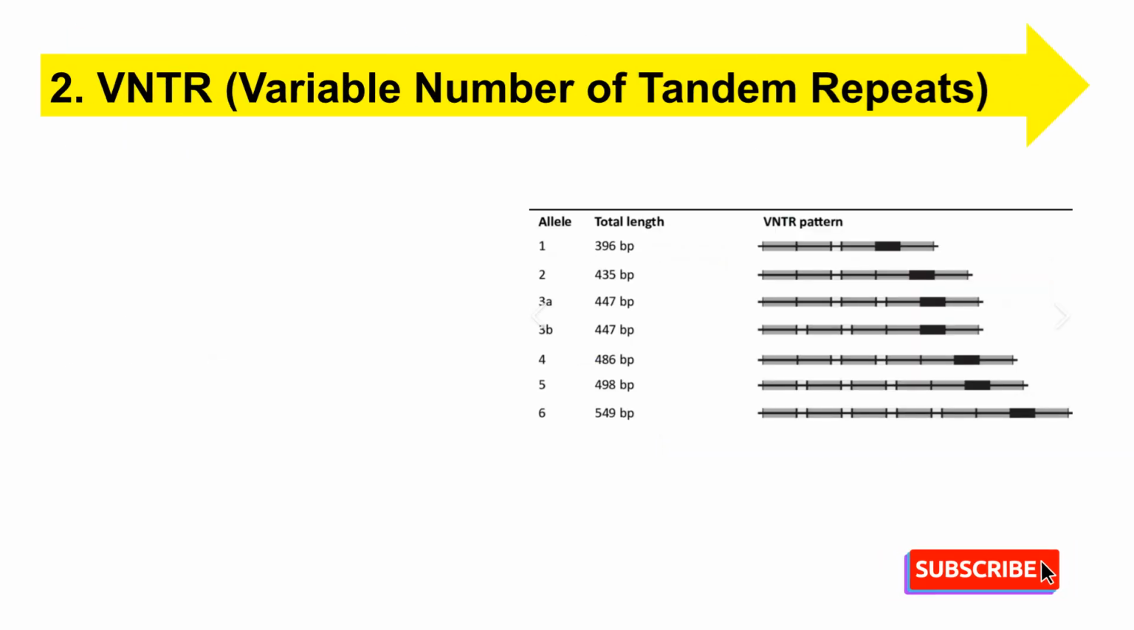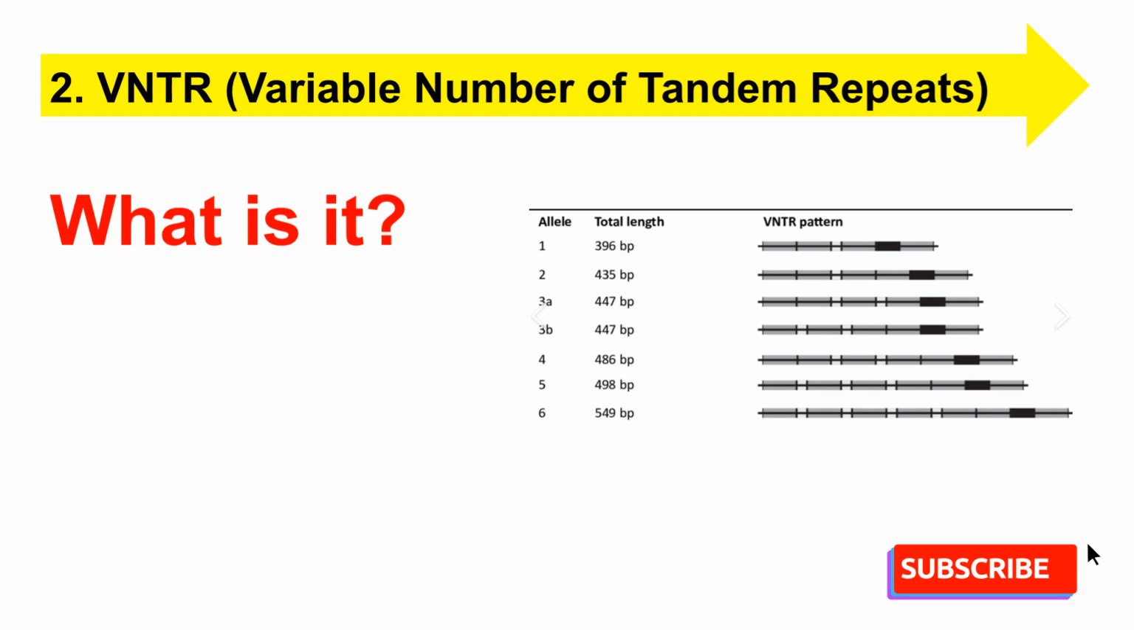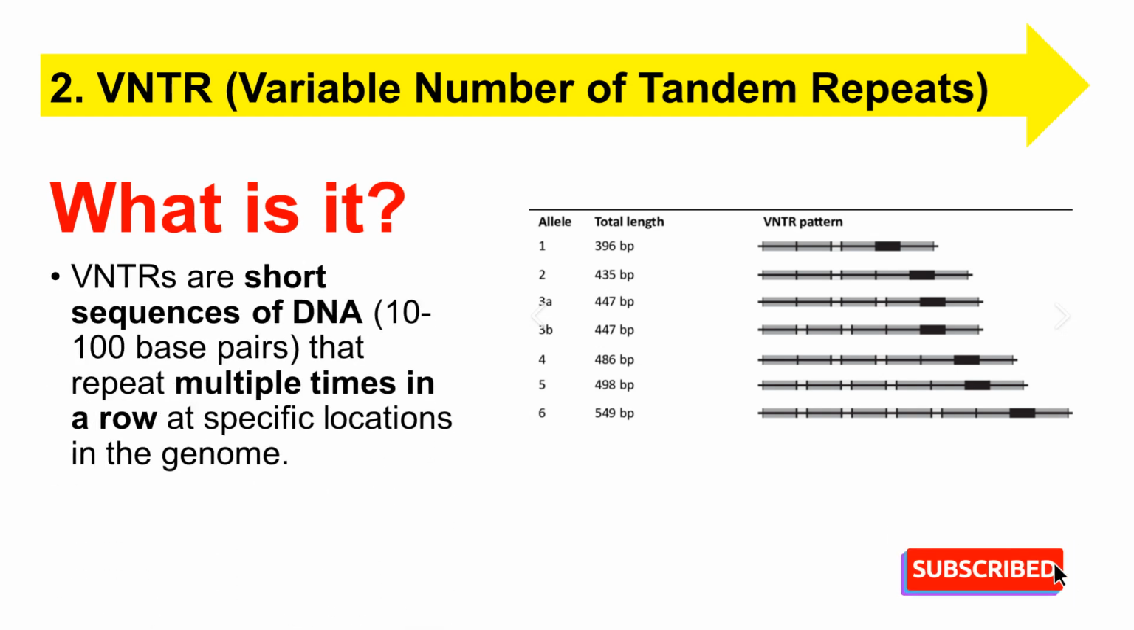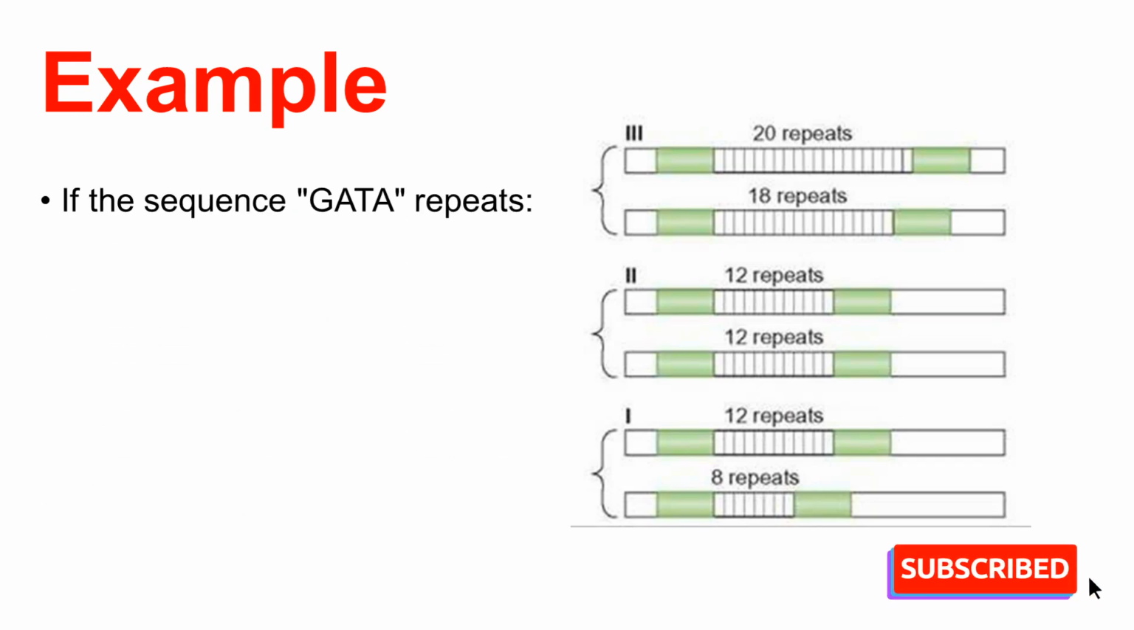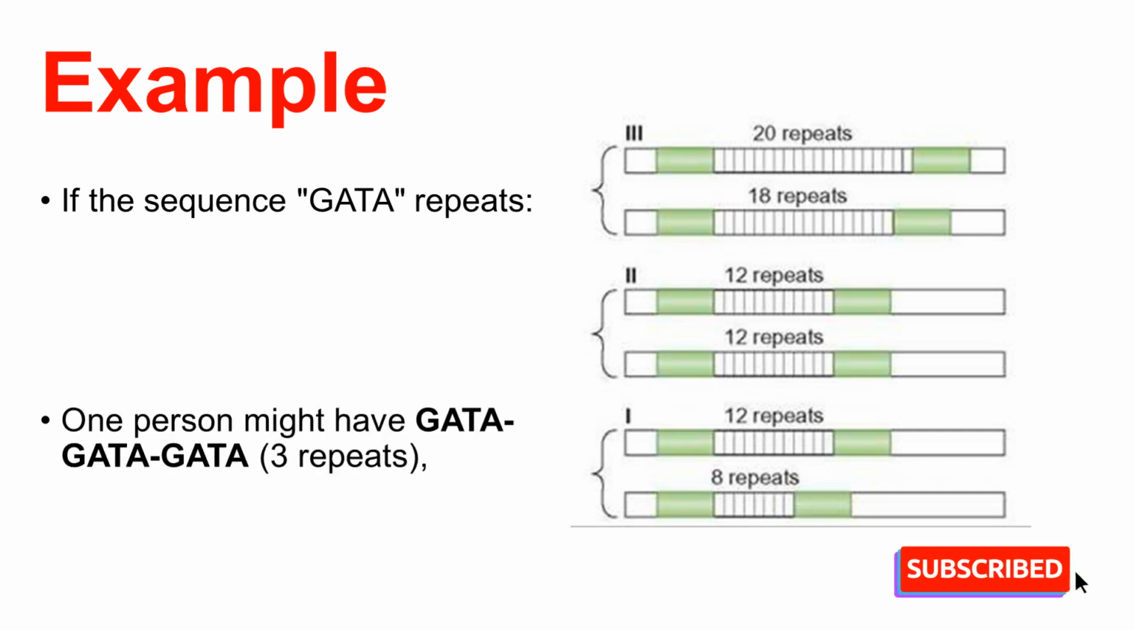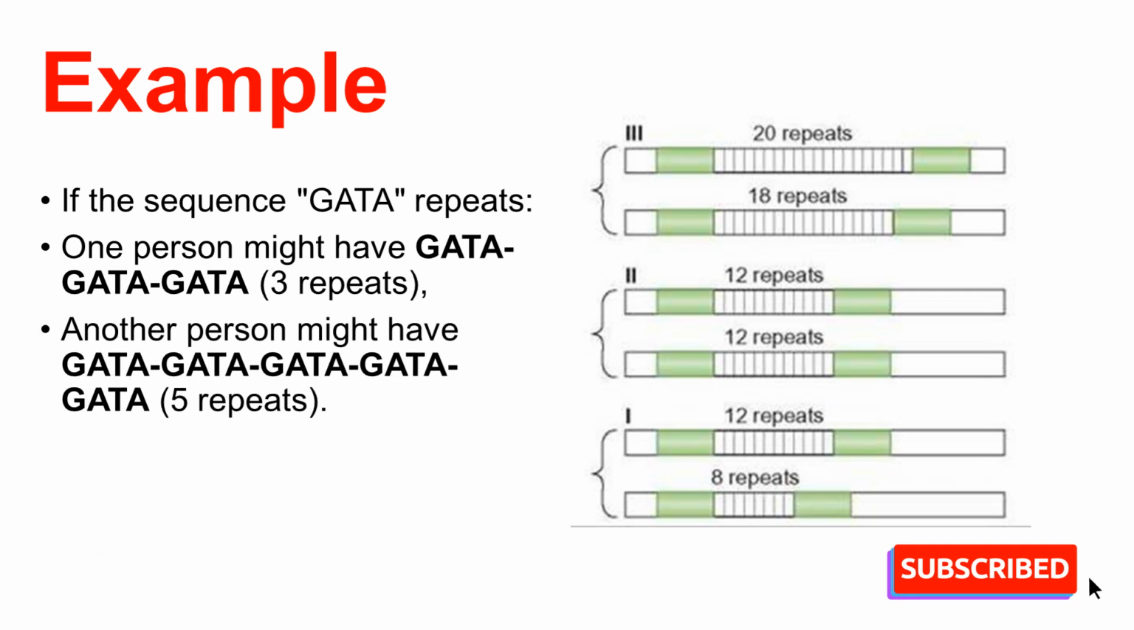2. VNTR, Variable Number of Tandem Repeats. What is it? VNTRs are short sequences of DNA, 10 to 100 base pairs, that repeat multiple times in a row at specific locations in the genome. Example: if the sequence GATA repeats, one person might have GATA 3 repeats. Another person might have GATA 5 repeats.